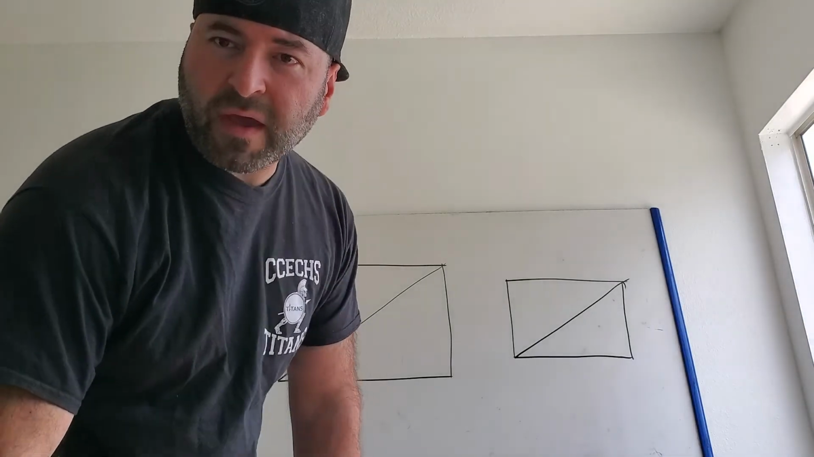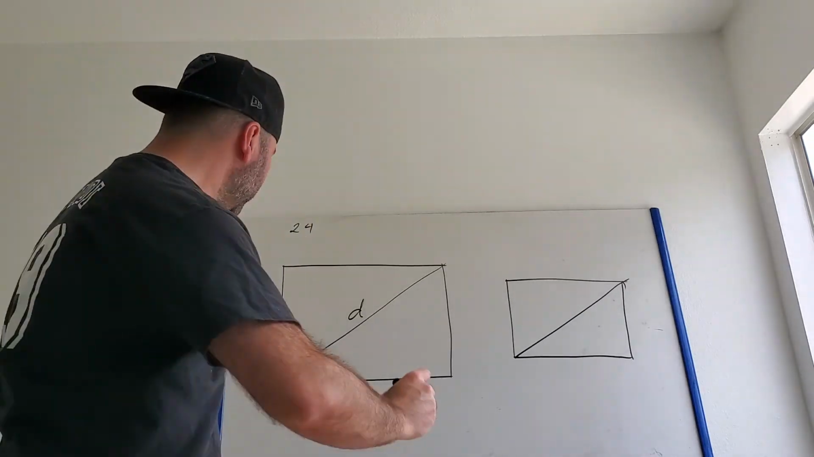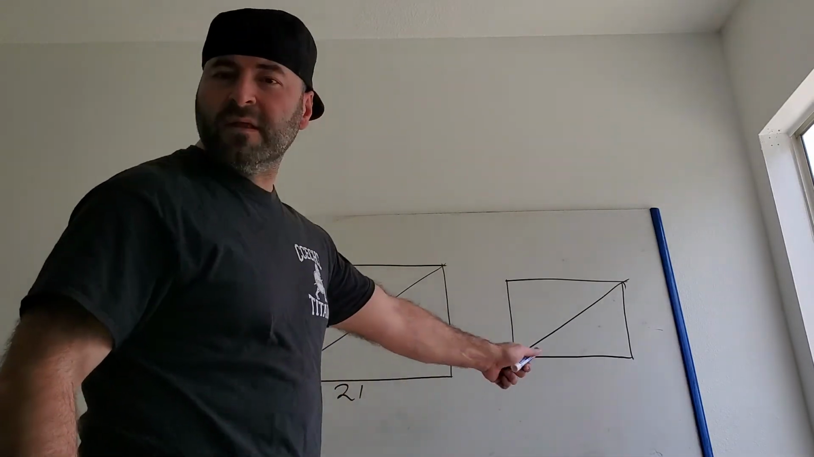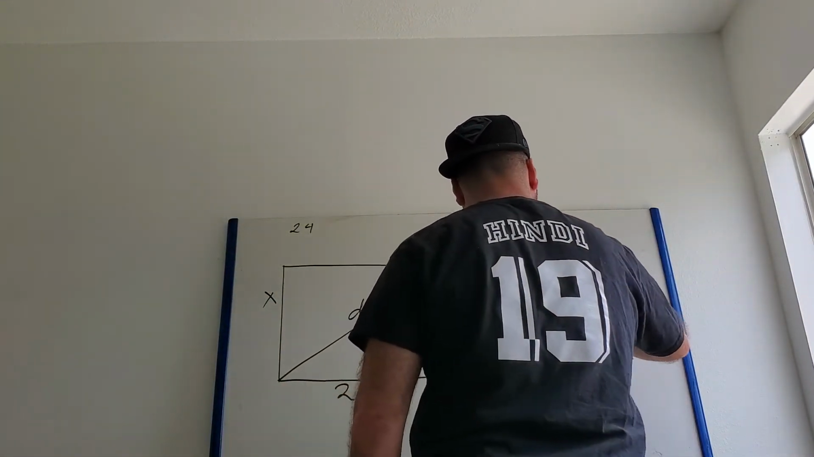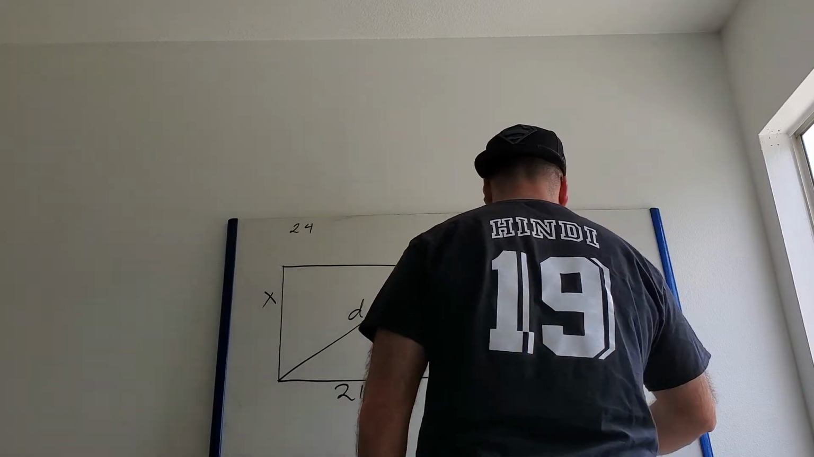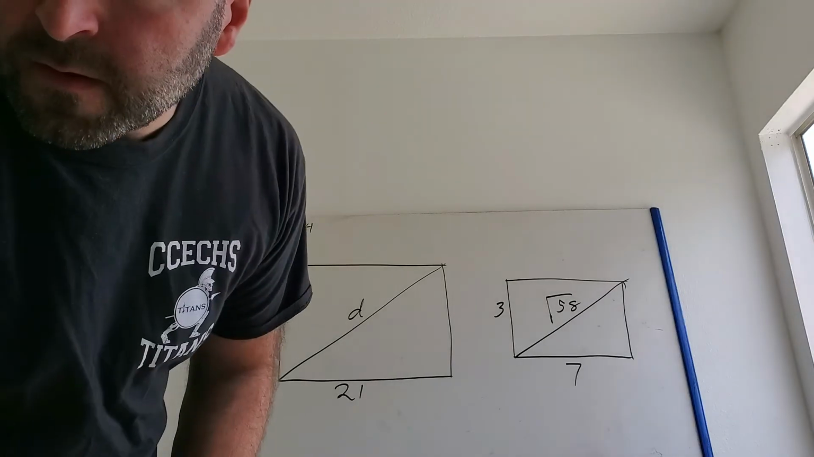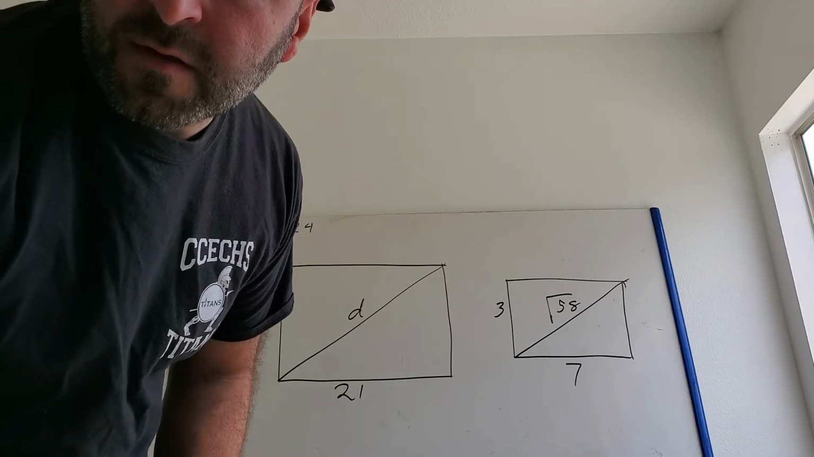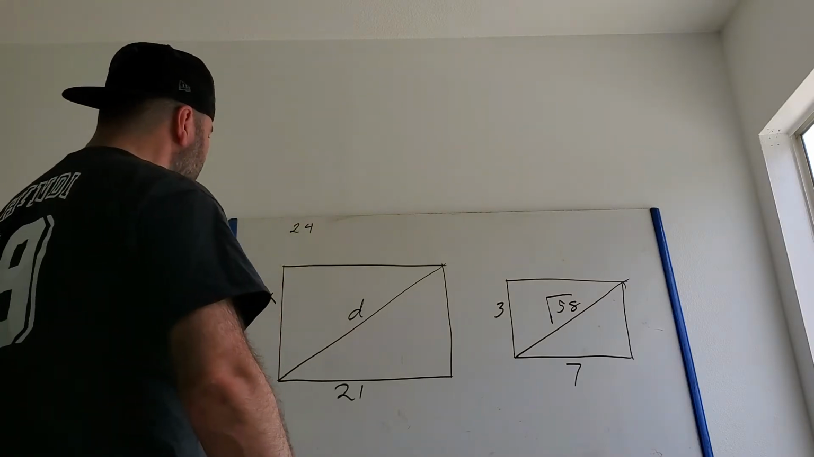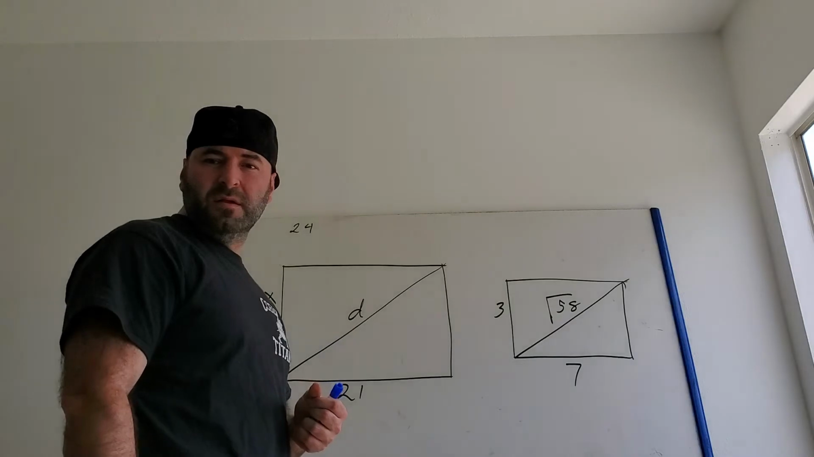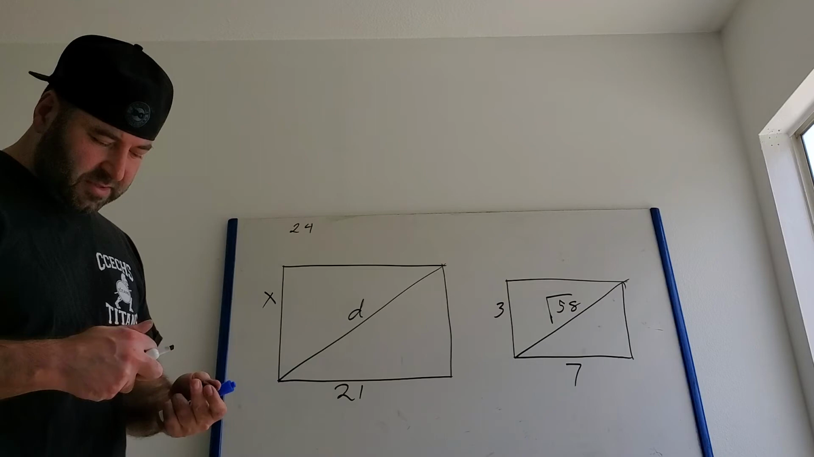And we have X, D, 21. And then on the smaller one, we have 3, rad 58. And 7. Okay. So, a couple different ways that we can go about this. One, let's use the common ratio.